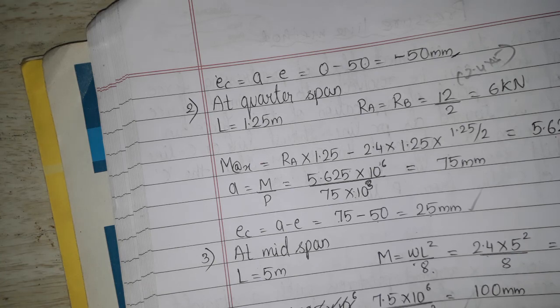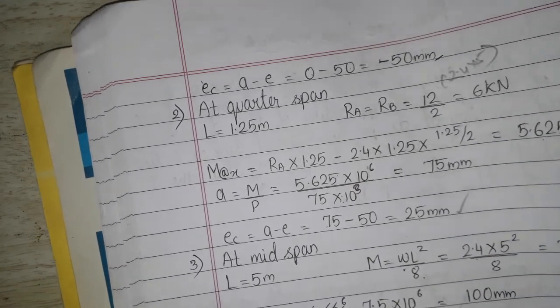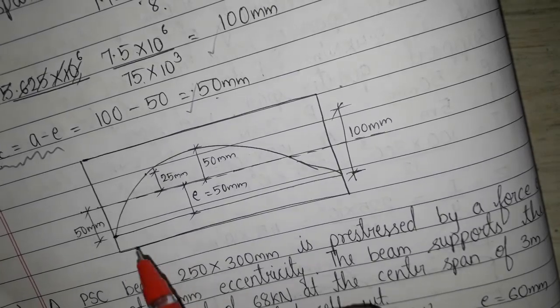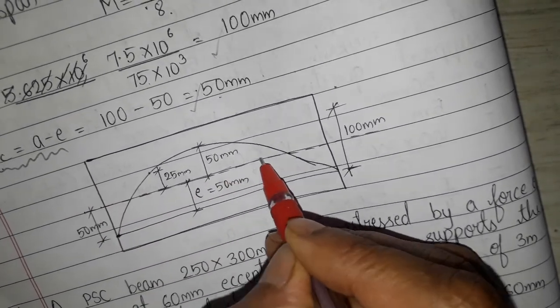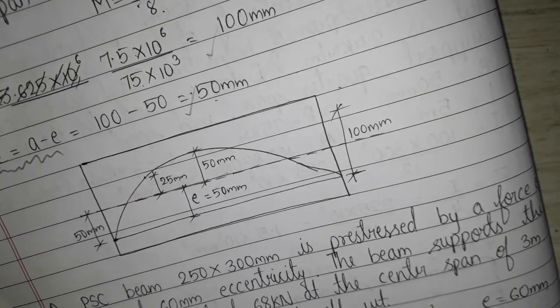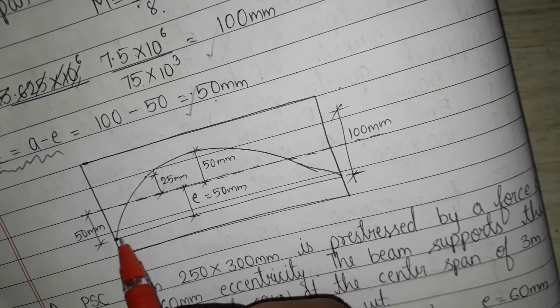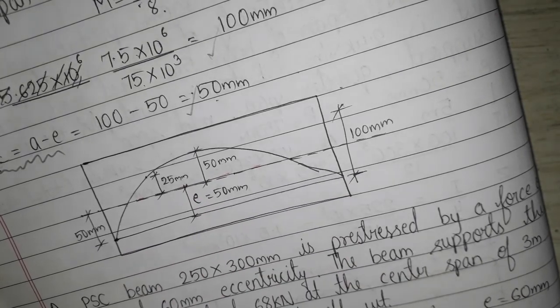So now you have to plot that, which is very important. Okay, I'll explain how to plot the profile of the cable or profile of the pressure line. Now you can see here it's a cross section. So this is our center line, and then the cable is provided here with the eccentricity of 50 mm. Straight cable, which is mentioned in the problem.